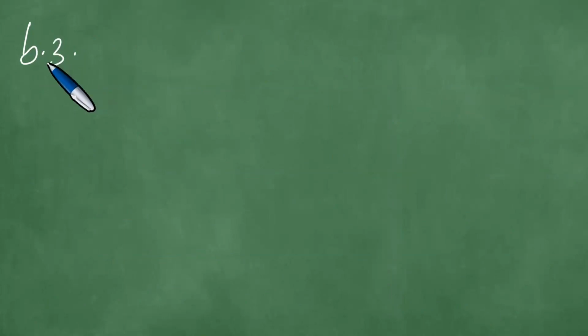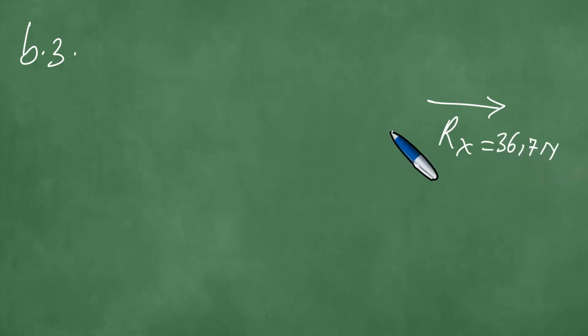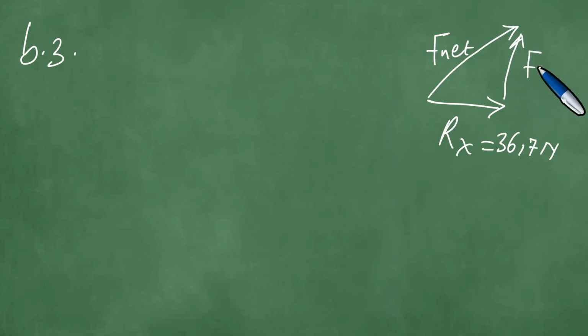B part three. So at this point, we need to analyze this very carefully and realize a couple of things that we have. Remember therefore that in this direction, we have Rx, which is 36.7. And then we have this one here, which is the F net. And then we have this one here, which is Fy, and this is 90 degrees. Okay. This translates to this one here.